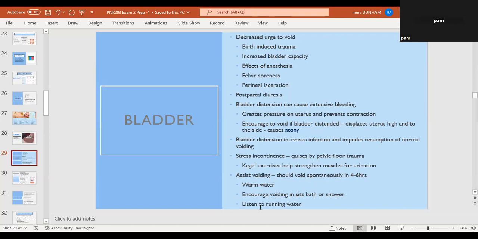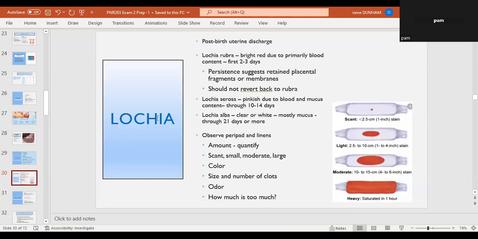And then, of course, listen to running water. And sometimes if you put their fingers in some water, it helps too. Okay. So let's move on. Here's the lochia. We talked about this already. So this here, you're hearing it again, which is okay. This is your post-birth uterine discharge, lochia.